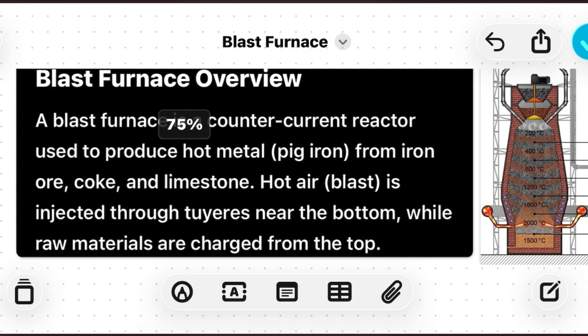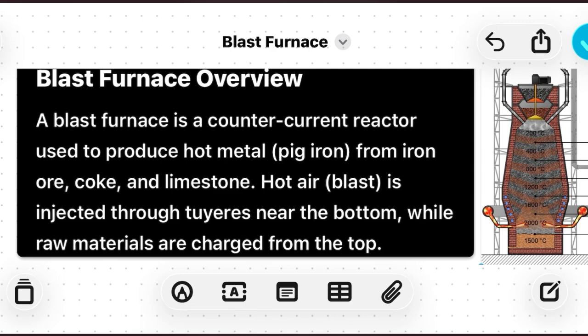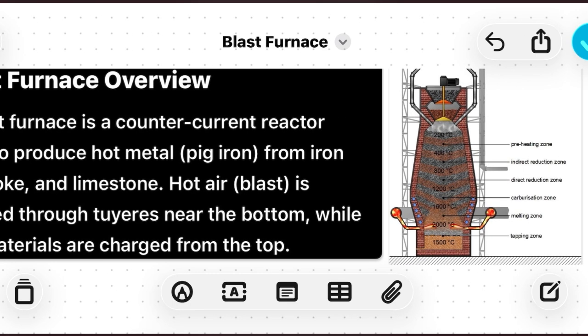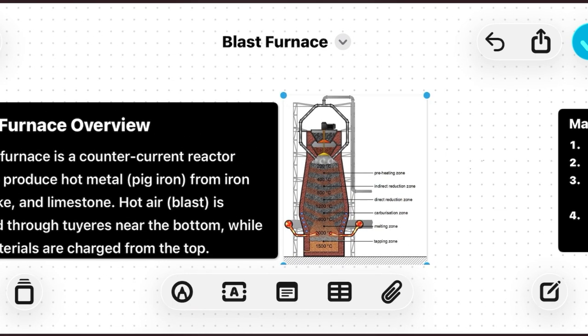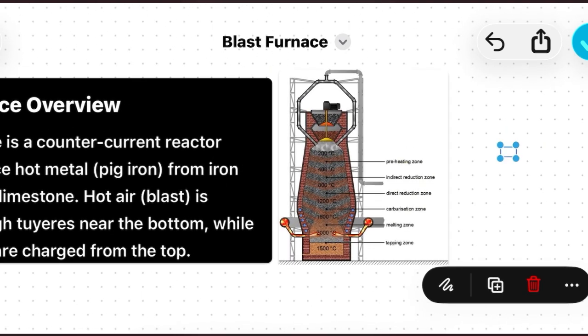As a definition, the blast furnace is a counter-current reactor used to produce hot metal, of which the main product is pig iron, from iron ore, coke and limestone. Also, hot air blast is injected through the tubes near the bottom, while raw materials are charged from the top. Okay, then you can see there is an image of blast furnace.